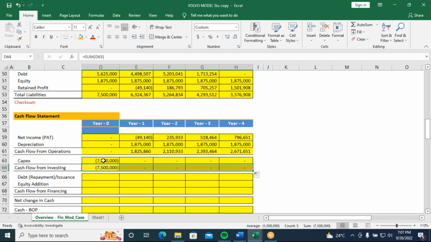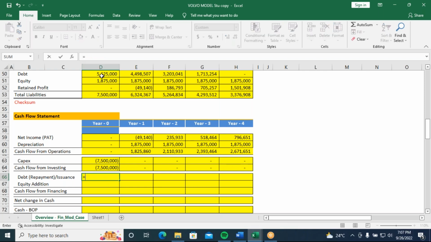The capital expenses we have spent are the cash flow for investing, because we were not able to invest any amount. So we have taken the loan. So this will remain the same. And debt amount. So debt amount we have taken here. So I'll take this value.